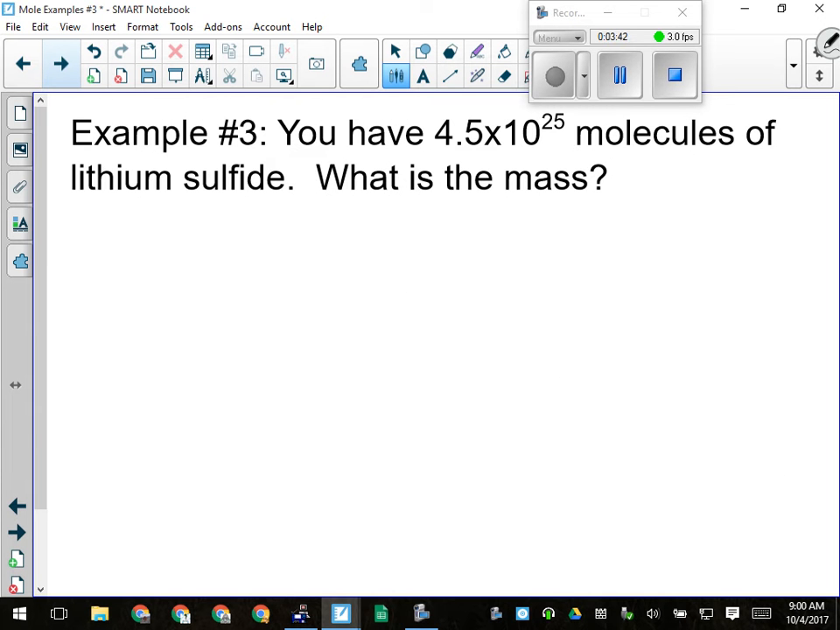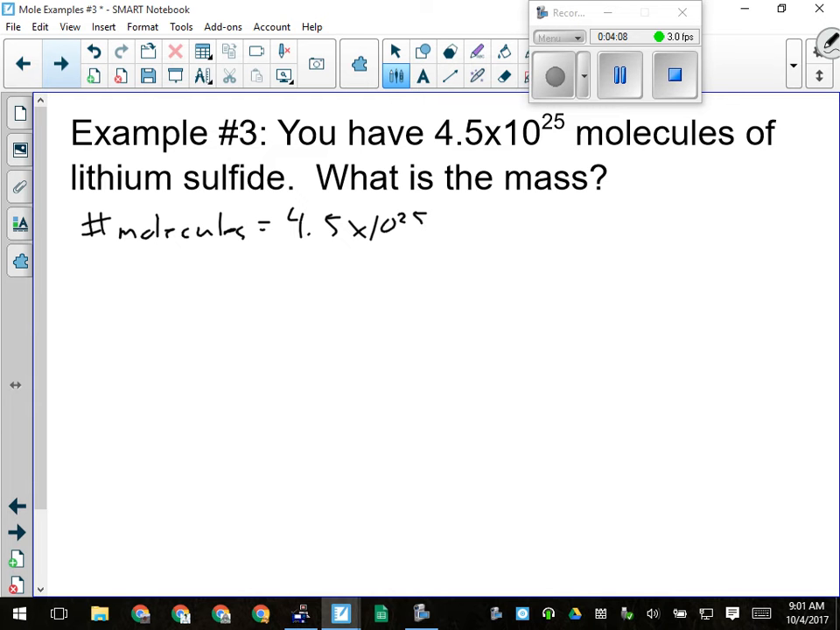Right, in this one, I am given something about molecules. So in this case, I'm given the number of molecules. Will I need Avogadro's number this time? Yes, I will. What am I going to do with it? I'm going to divide by it because I'm given the number of molecules. Avogadro's number is the number of molecules in 1 mole. So if I divide those 2 numbers, I'll be left with the number of moles.